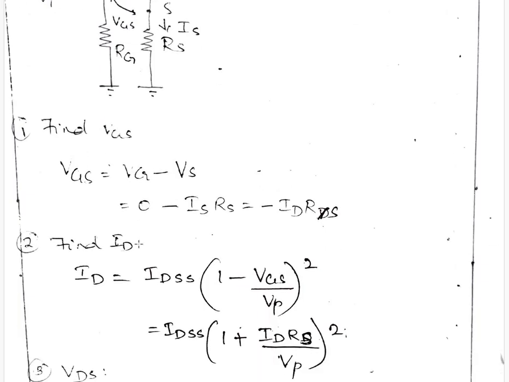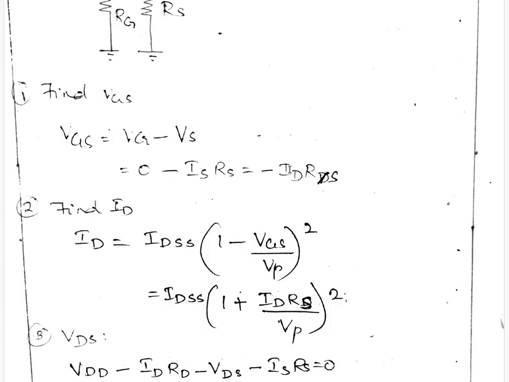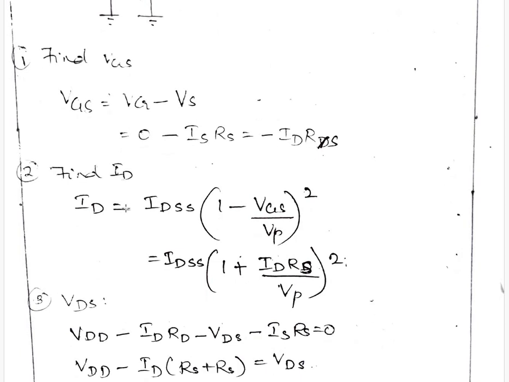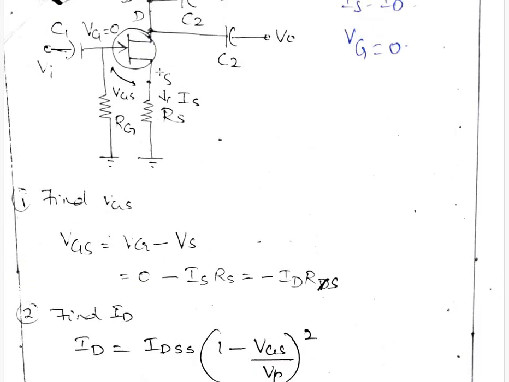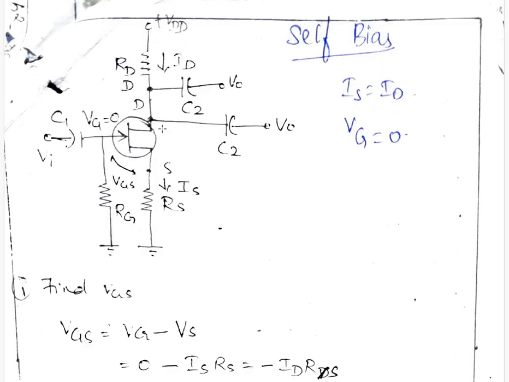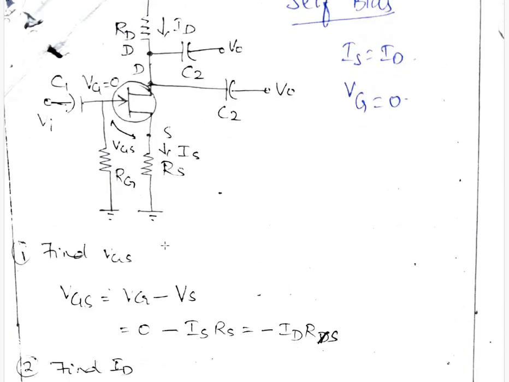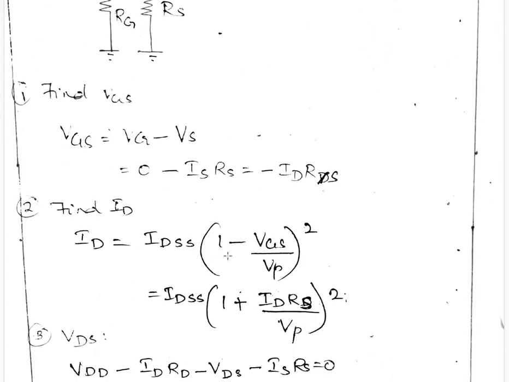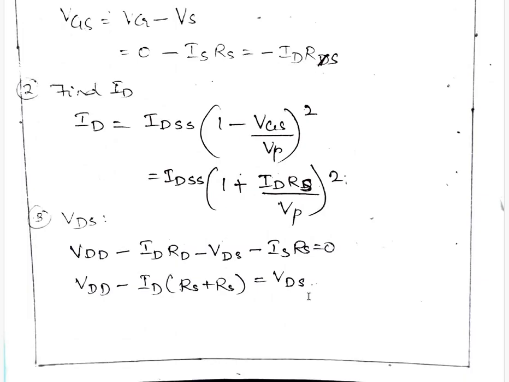To find ID, it is the same formula, IDSS into 1 minus VGS by VP whole square. In place of VGS, we write minus IDRS. And then we write KVL in the output side. It is VDD minus IDRD minus VDS minus IDRS is equal to 0, from which we write the equation for VDS is equal to VDD minus ID into RD plus RS.